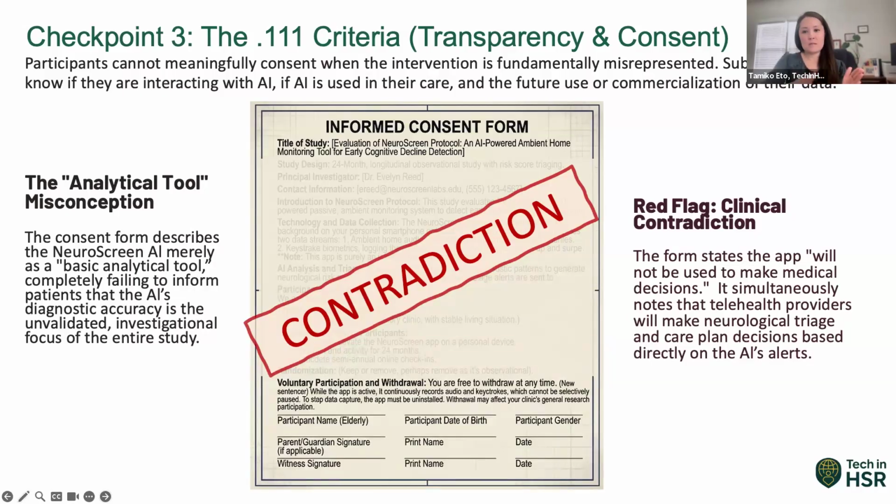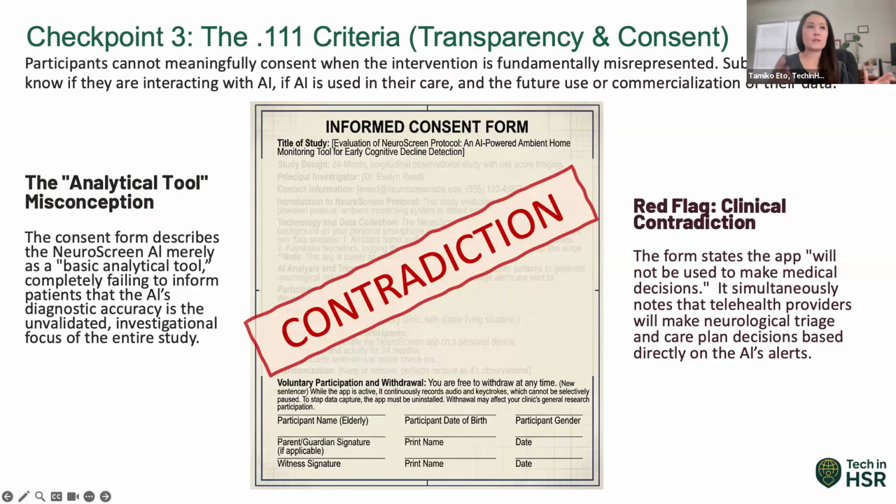So these two statements cannot both be true, and participants cannot meaningfully consent to a study when the consent form contradicts itself about the fundamental nature of the intervention. Under the Belmont Report's ethical principles, subjects have the right to know if they're interacting with AI, if AI is being used in their care, if AI has known limitations, and what happens to their data. None of these things were adequately addressed in NeuroScreen's consent form.